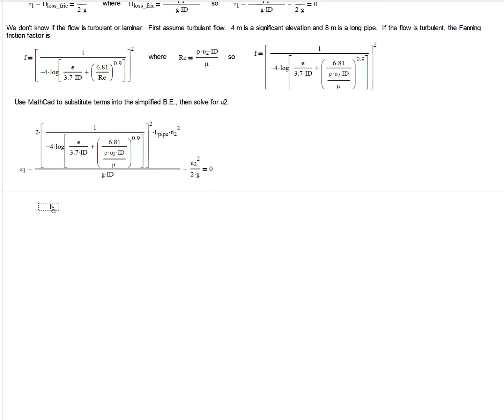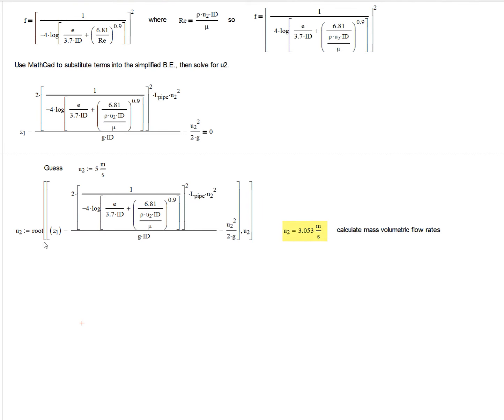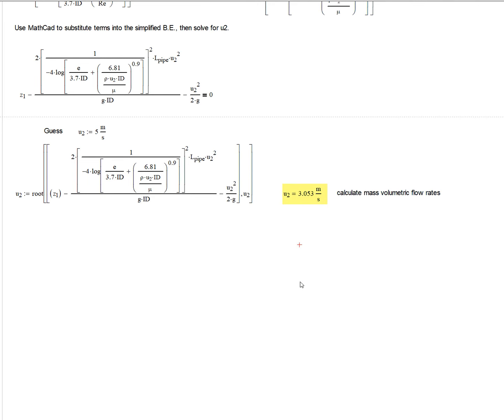We use the root function, where we guess a value of U2 of 5 meters per second, and then we take the root of this function, which has been set equal to 0, and we ask it to solve for U2. Our value is 3.05 meters per second. So that is our linear velocity through the pipe.